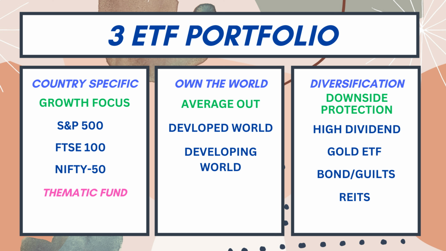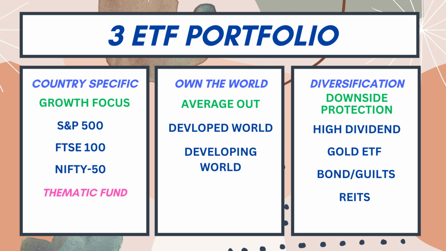Second focus would be owning the world. This is very critical, guys, to average out your portfolio. You can either choose one index such as a developed world index, or you can choose developing world, but in my opinion you can choose just either of these. That would do the job. You don't need to choose both of them.